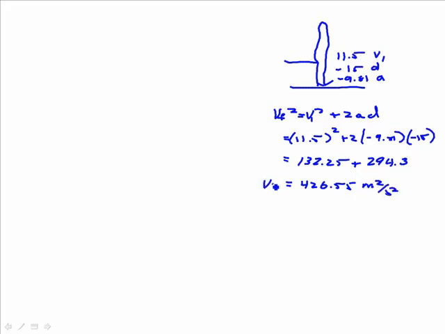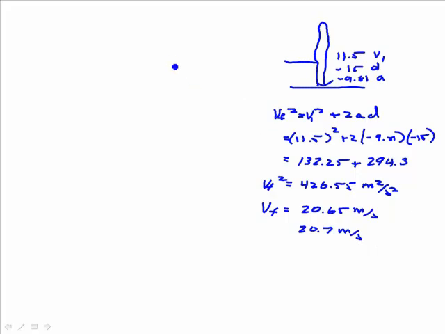That's Vf squared. And so Vf is equal to the square root, which is 20.653 meters per second, or 20.7 meters per second. Now, they ask for the speed, so do we need to give direction? Of course we don't. But of course we know that it's going to be going down.